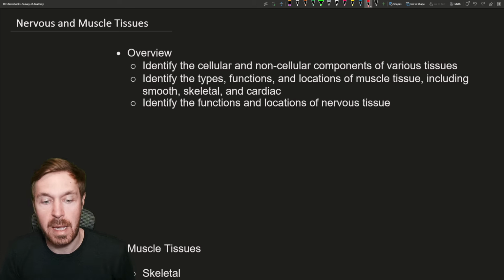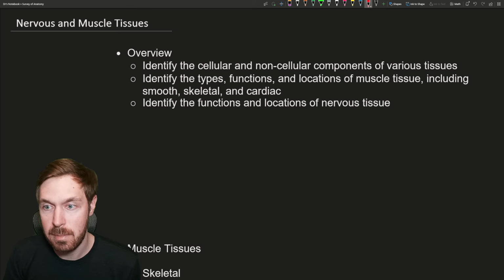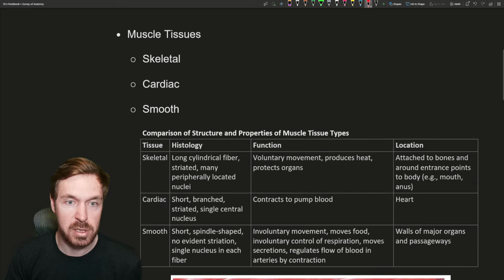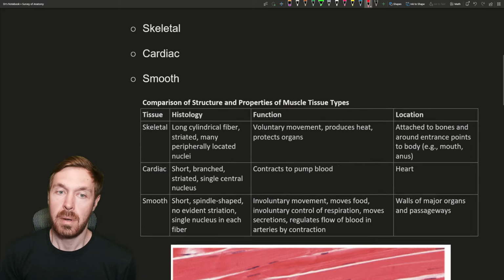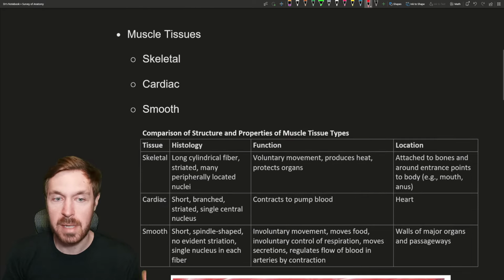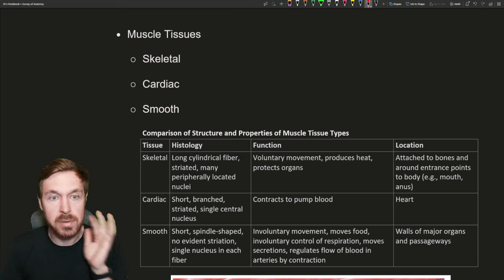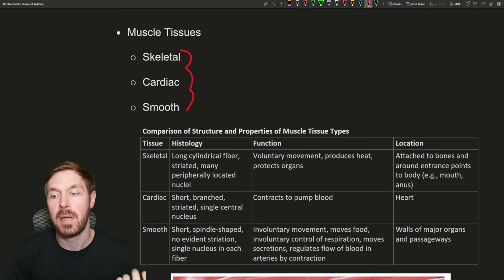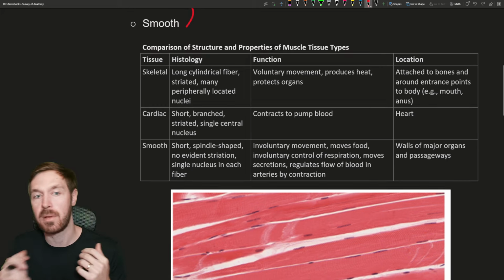Alrighty, let's get into this now, and we're going to jump right into looking at the muscle tissue. So smooth, skeletal, and cardiac, and then we're going to look at the nervous tissue. So the muscle tissues. These are the ones that are causing movement. They're muscles, but they're not all the same. So the three categories are skeletal, cardiac, and smooth. And here's a little table going over the three categories.